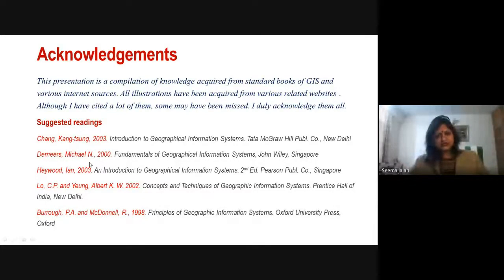Then we have M.N. Demers again, and all these books are very cheap, 500 to 600, and I think even less, and are available on all the platforms. Ian Heywood and Longley is a bit detailed. Once you have the basic understanding of GIS, then you can also go through Longley and Jung. And P.A. Burrough and McDonnell again is a very good book. But to start with, I always recommend these books for the basic concepts.